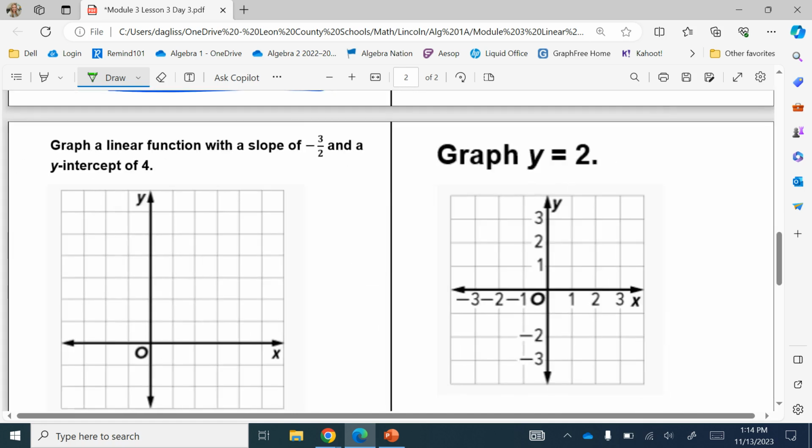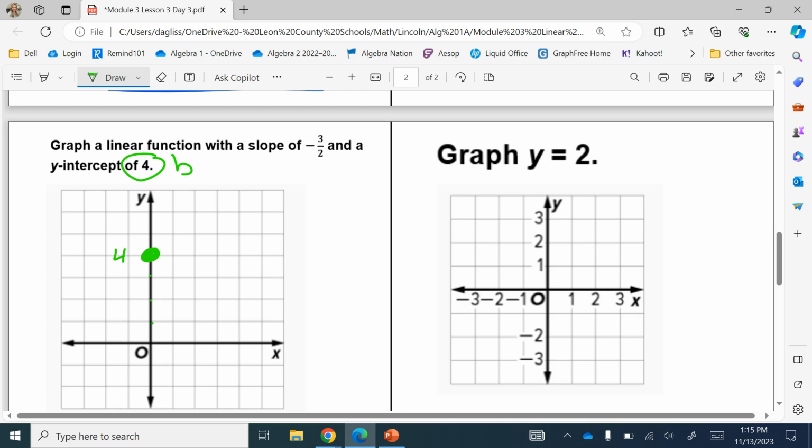Graph a linear function with a slope of negative 3 over 2 and a y-intercept of 4. Okay? So where do I begin my line? Is it going to be at negative 3/2 or at 4? It is at 4. Good. This is your B. You're starting at a y-intercept of 4. 1, 2, 3, 4. Oh, I'm looking at the wrong thing. Okay, so there is my y value of 4.